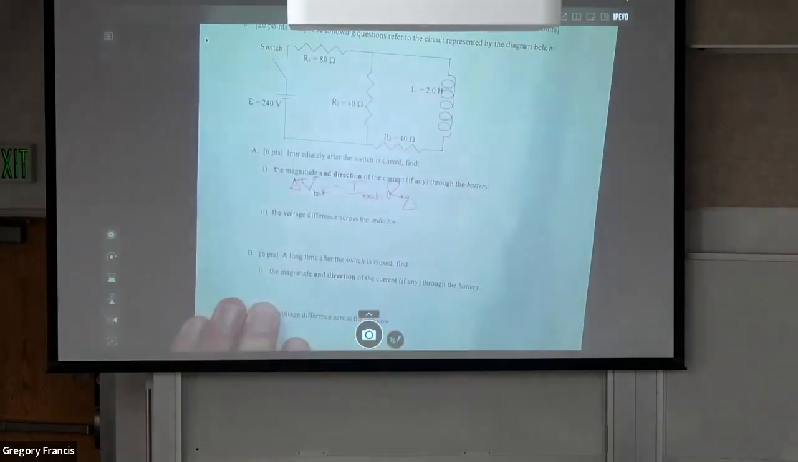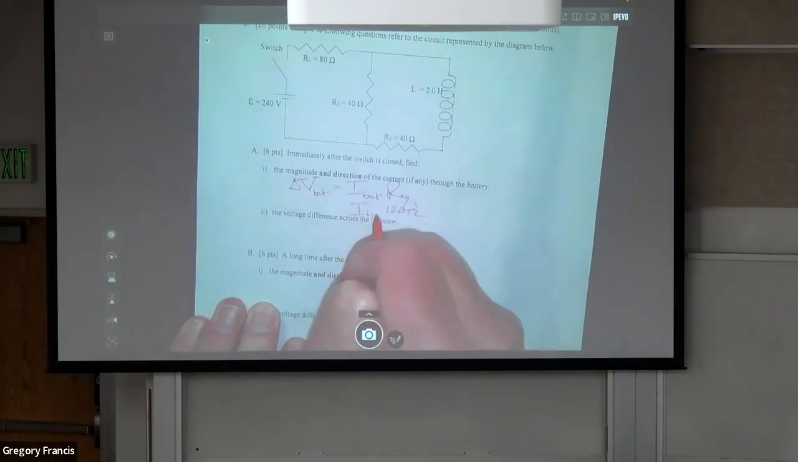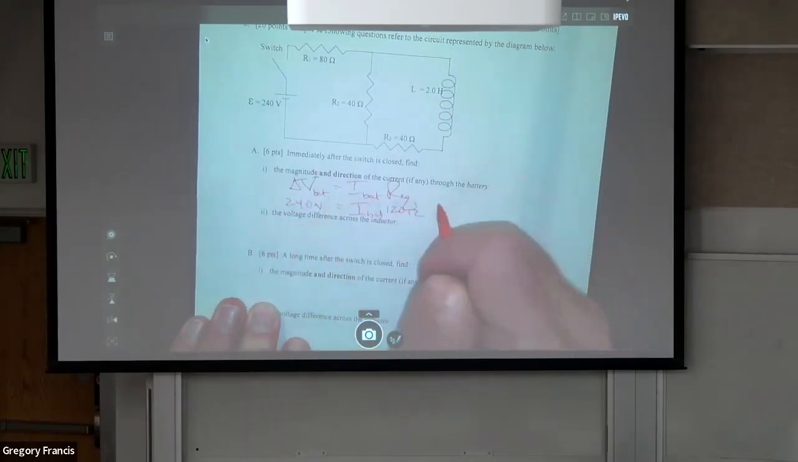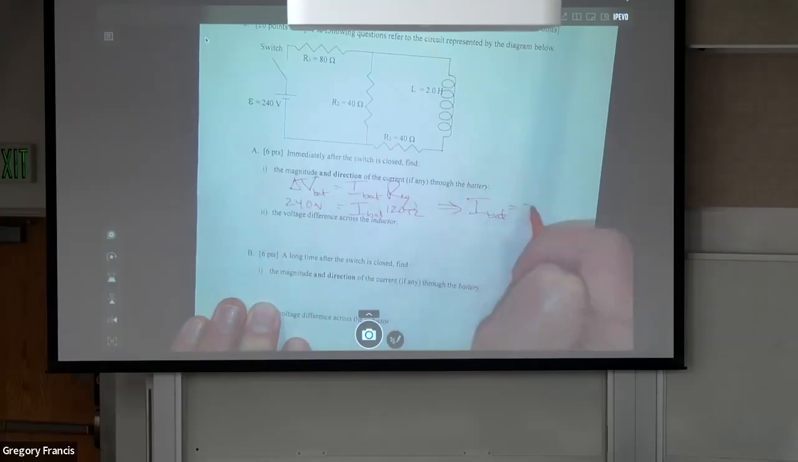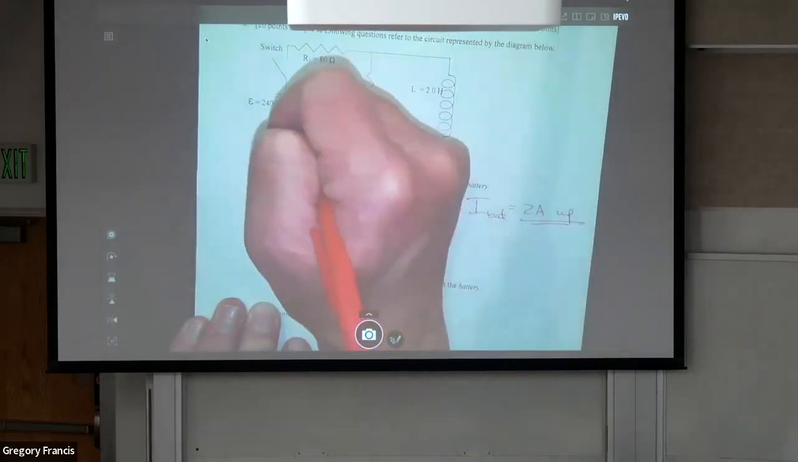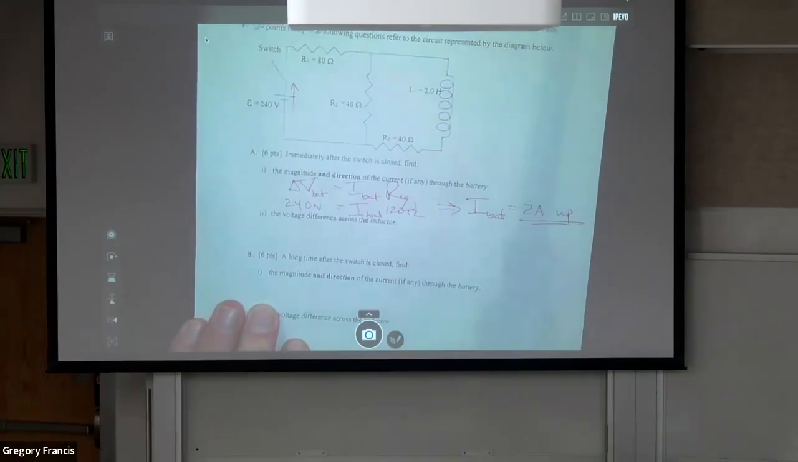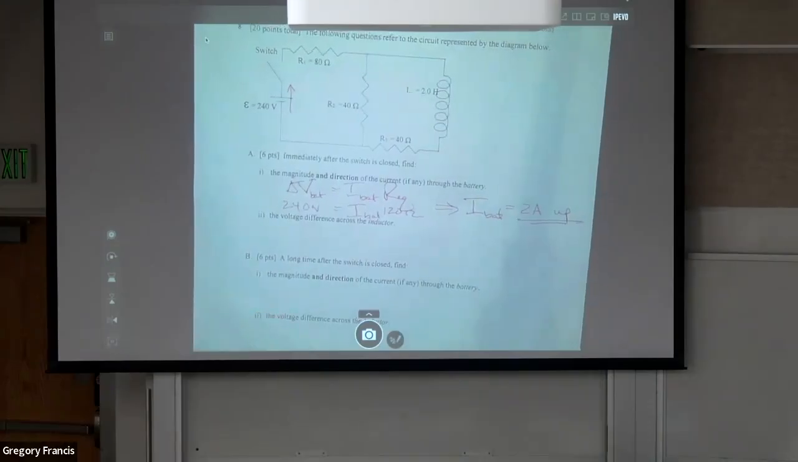Since I'm going around this inner loop, the equivalent resistance around that loop is 120 ohms. And the voltage of the battery is 240 volts. And that's going to give me a current through the battery that's equal to 2 amps. And it's conventional current we always talk about. So it's going to go up, leaving the positive terminal and going around. Okay.